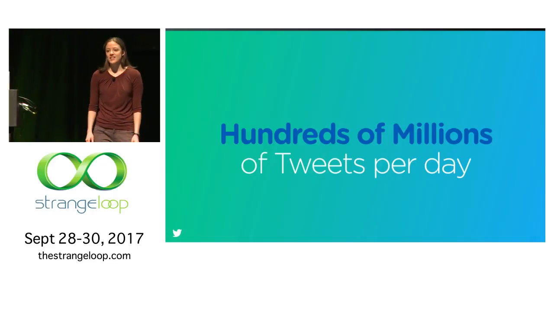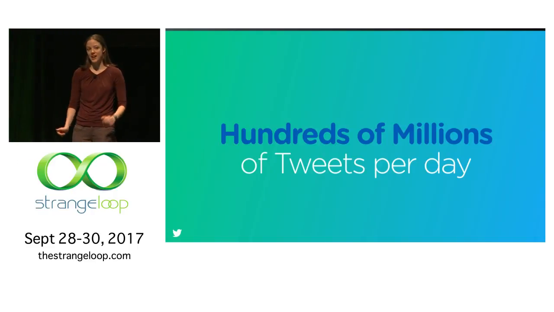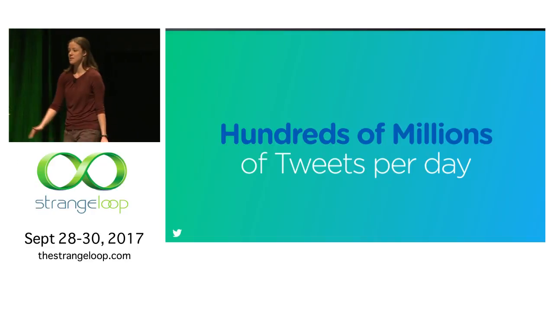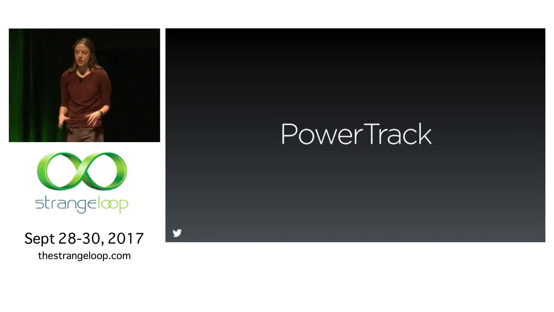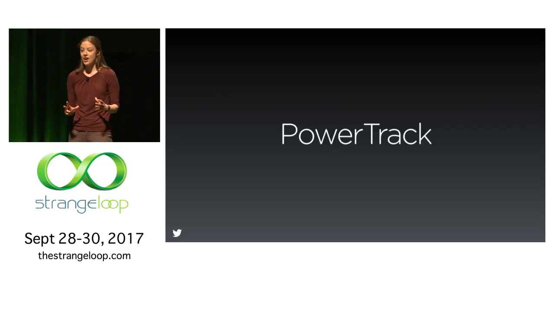At Twitter, we process hundreds of millions of tweets per day. If you do the math out, that's thousands of tweets per second, and we process those in real time without ever missing a single tweet. So we built an architecture called PowerTrack. And PowerTrack processes this massive amount of data both quickly and reliably.